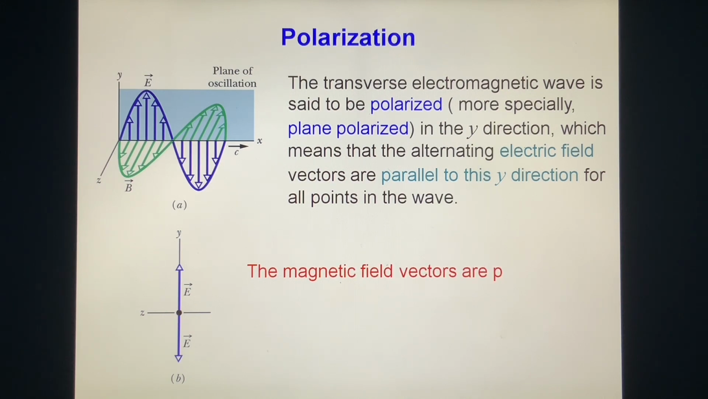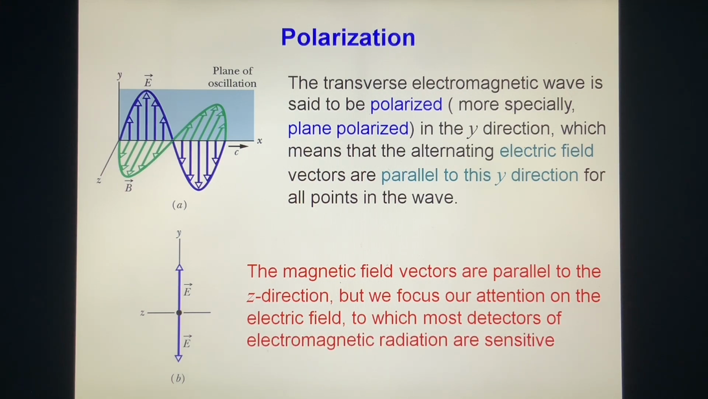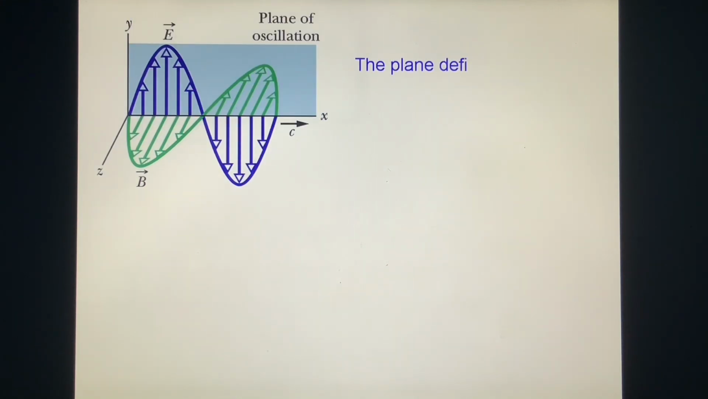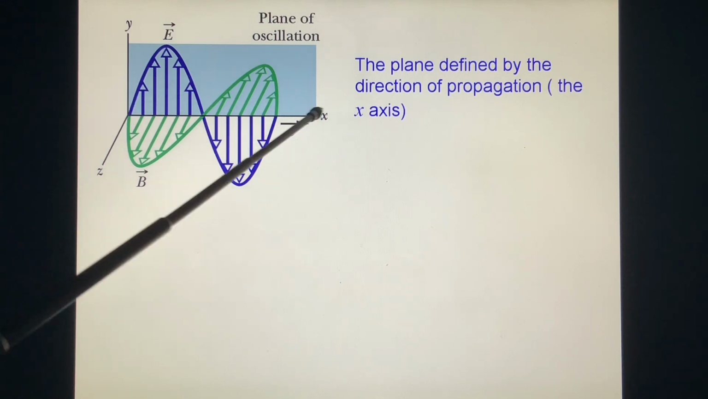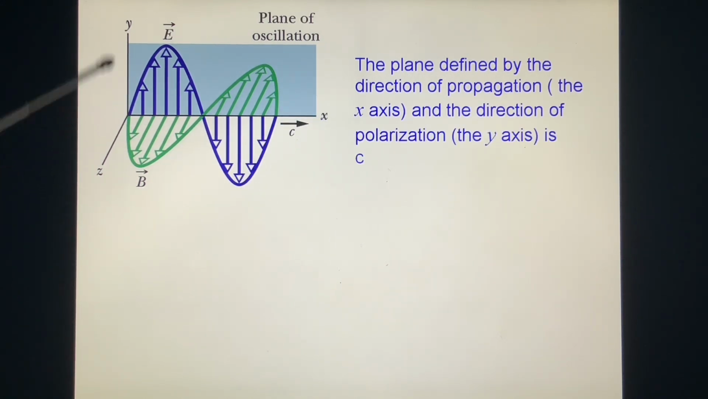The magnetic field vectors are parallel to the Z direction, but we focus our attention on the electric field, to which most detectors of electromagnetic radiation are sensitive. The plane defined by the direction of propagation, the x-axis, and the direction of polarization, the y-axis, is called the plane of oscillation.